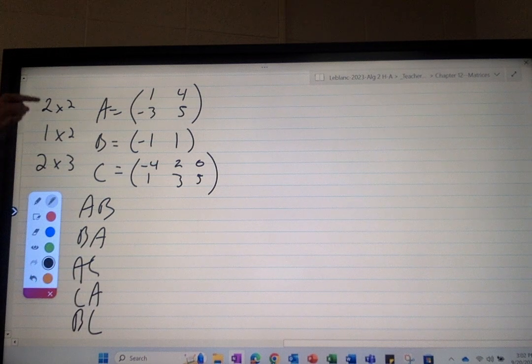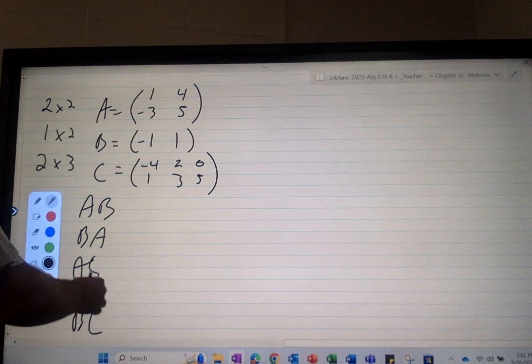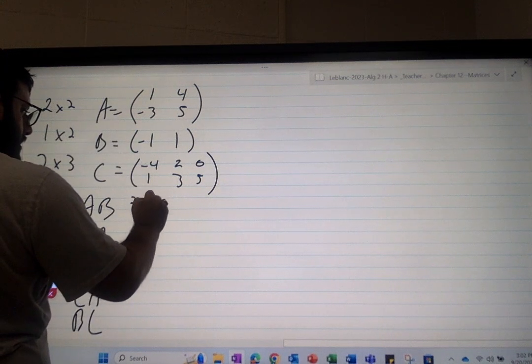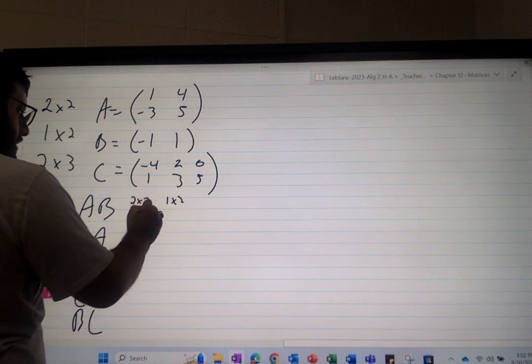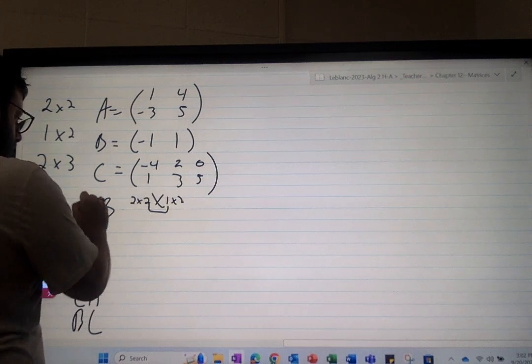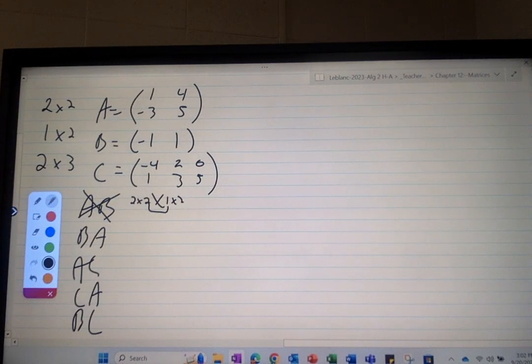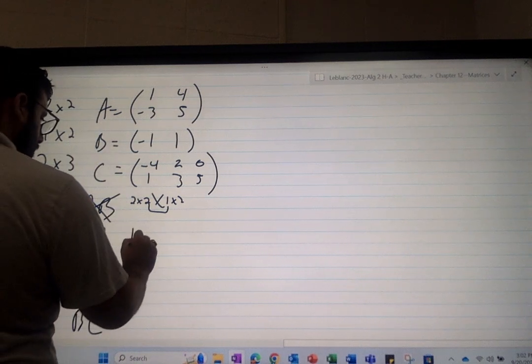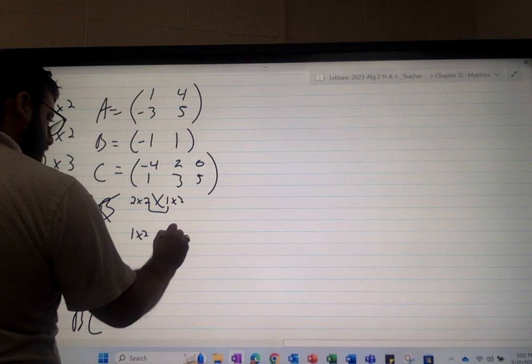If I look at A and B, here's A, here's B. So A and B, that's a 2 by 2 and a 1 by 2. Inner dimensions don't match. I can't multiply them. If I look at B times A, so this time B is the first one. 1 by 2 and a 2 by 2.